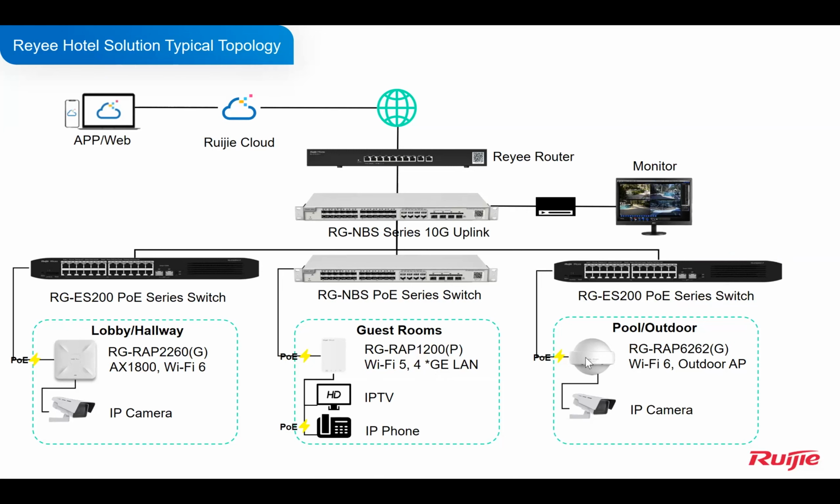Okay, and the next is the outdoor AP. We can install it in the swimming pool and activity place so that it can connect the IP camera and provide the wireless network to our customers. So this is the solution typical topology. All of the configuration for this solution will be based on this topology.